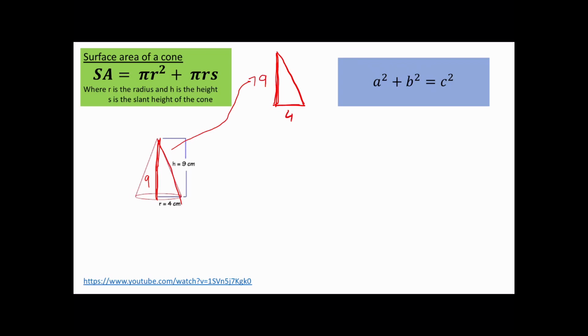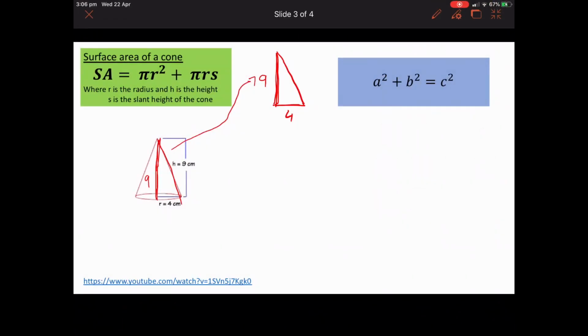So what Pythagoras says is, if I have a right-angled triangle, I can label my 2 shorter side lengths A and B, and if I square those and add them together, that is the same as or equal to C squared, or my longer side, my hypotenuse. So I'm going to go ahead and substitute my values into this formula over here so I can find my S. So A is 4 squared plus 9 squared equals C squared, 16 plus 81.